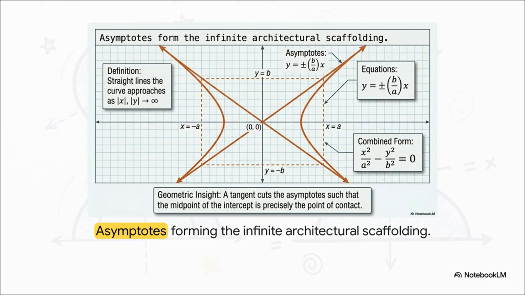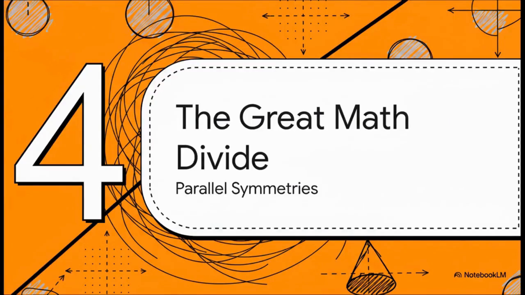Instead, as it expands out toward infinity, it perfectly hugs this invisible architectural scaffolding we call the asymptotes. These straight diagonal lines act as strict guardrails, dictating exactly how the hyperbola expands forever. Section 4, the great mathematical divide.